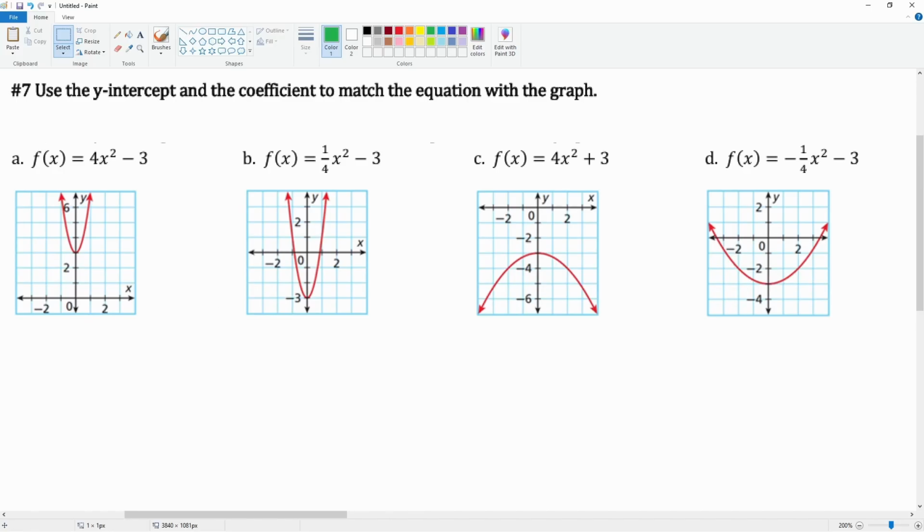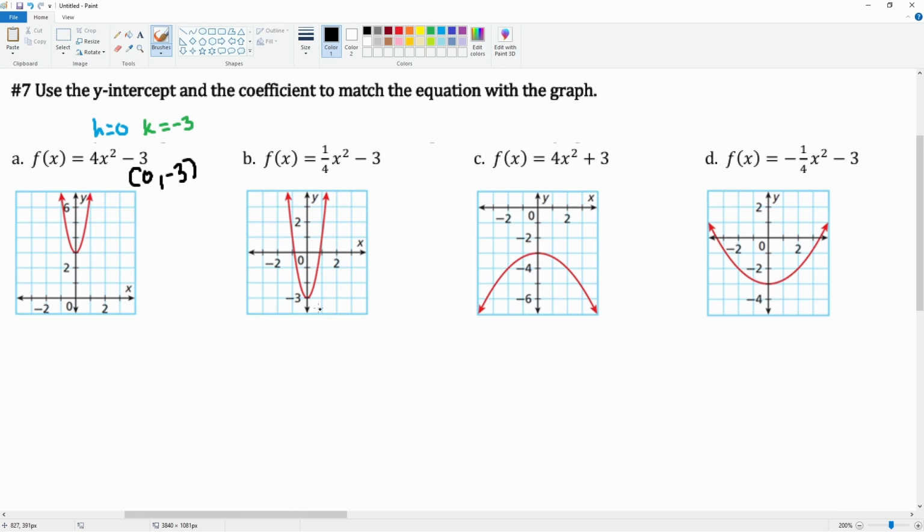All right, here we have number 7. You're using the y-intercept and the coefficient to match the equation with the graph. Okay, don't freak out. If you notice that here h is equal to 0 and your k here is equal to -3, so technically the vertex here actually becomes the y-intercept at (0, -3).